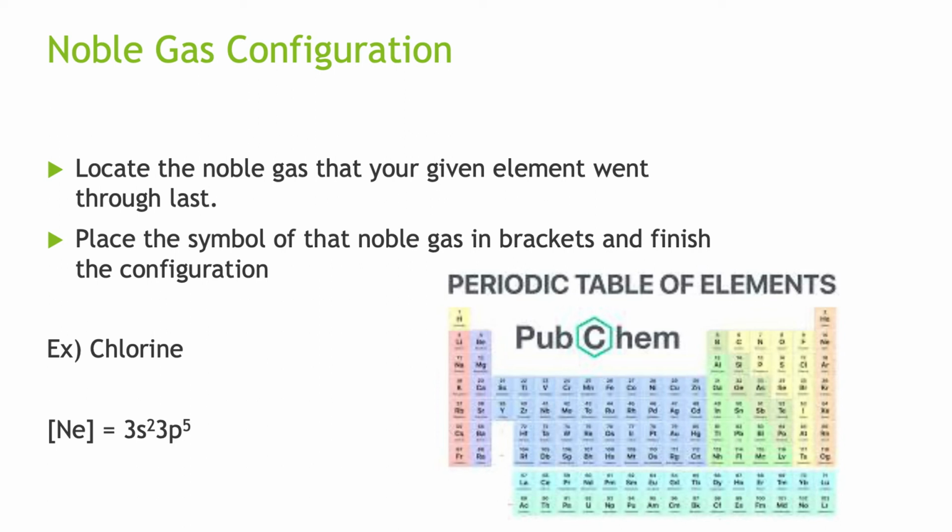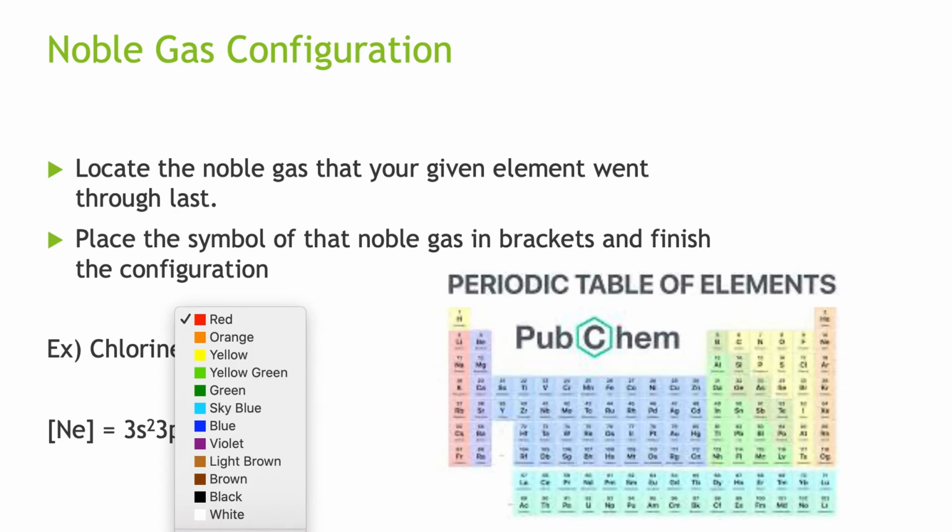Noble gas configuration. Last couple days we were doing ground state electron configurations, and that can get tedious after a while. So I'm going to show you a shortcut. It's called noble gas configuration. So we look here. It says locate the noble gas that your element went through last.